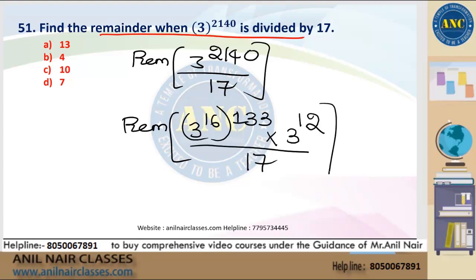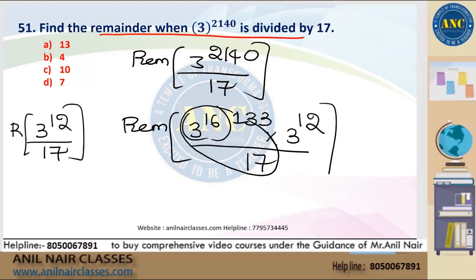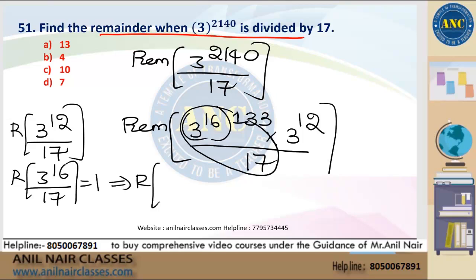So this is nothing but 1. 3 power 12 when divided by 17. You can use Fermat's backtracking method also. 3 power 16 when divided by 17 is 1. So this is nothing but 3 power 4 into 3 power 12 divided by 17. It is 1. 81 divided by 17. 17 fours are 68. 13.